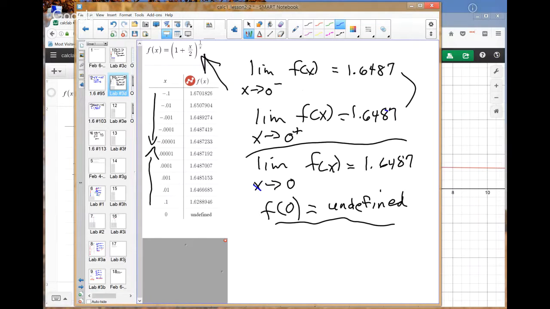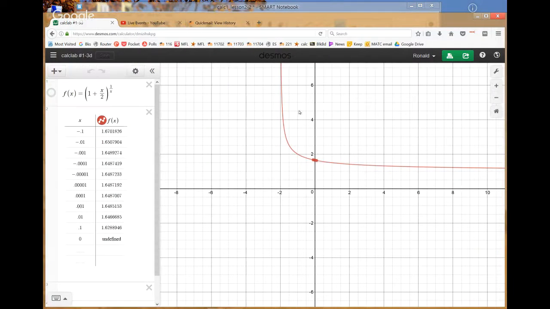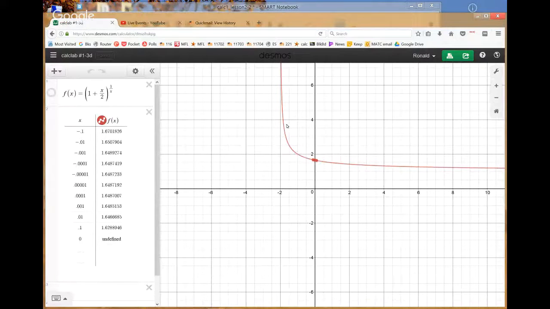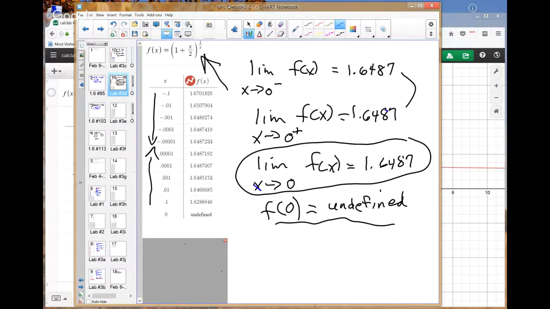Despite that, we have a legitimate limit. So even though there's a hole at 0, which again you can't see here on this graph, you can see that these don't whiff. The two sides of the graph from the left and the right are still coming at the same place. So we have a limit, even though we have a hole there. So it's important that you know these lab exercises were designed to kind of expose different scenarios that come up. Okay, so that's yet different. Okay, so that's part D.